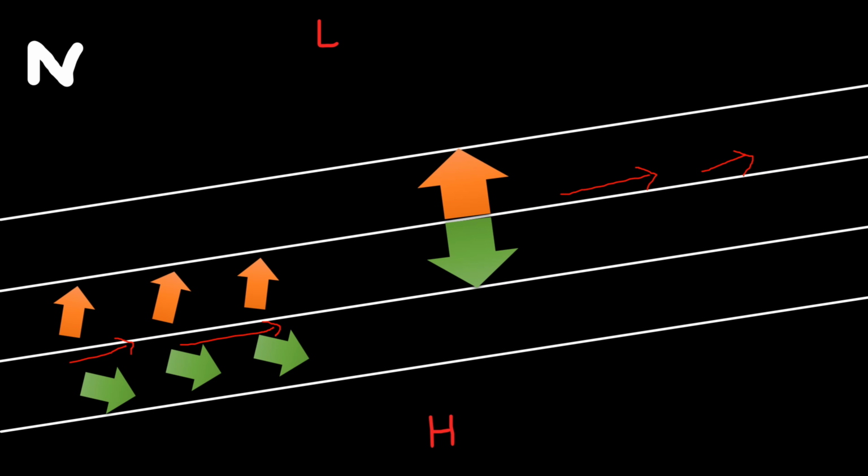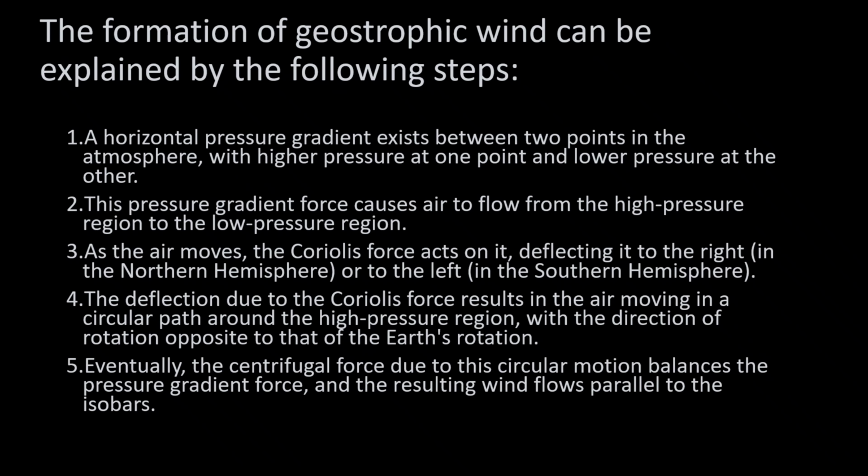Then the magnitude and direction of the geostrophic wind depend on the pressure gradient and the latitude of the location. Okay. Once again, the formation of geostrophic wind can be explained by the following steps. First, a horizontal pressure gradient exists between two points, the first one is high pressure, the second one is low pressure. Then the pressure gradient force causes air to flow from the high pressure region to the low pressure region. As the air moves, the Coriolis force acts on it. It deflects it to the right side in the northern hemisphere. In the southern hemisphere, it will deflect leftwards.